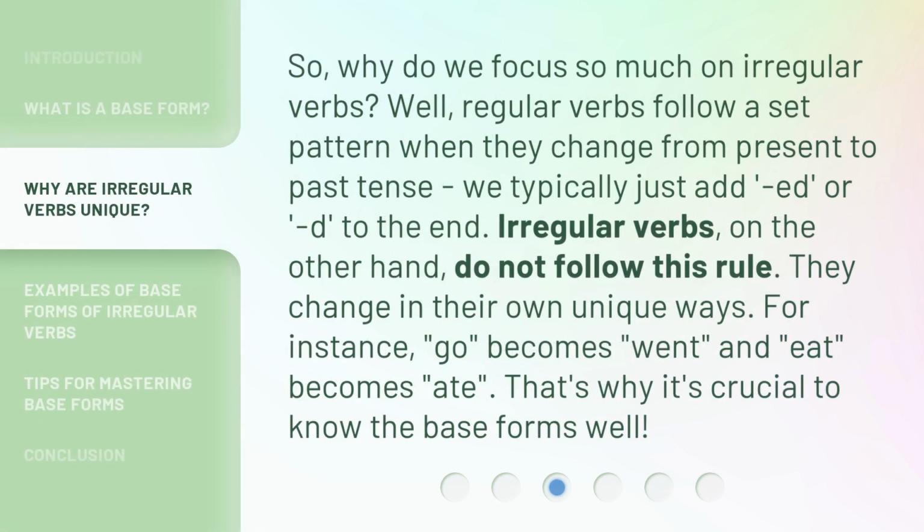So, why do we focus so much on irregular verbs? Well, regular verbs follow a set pattern when they change from present to past tense. We typically just add -ed or -d to the end. Irregular verbs, on the other hand, do not follow this rule. They change in their own unique ways. For instance, go becomes went, and eat becomes ate. That's why it's crucial to know the base forms well.